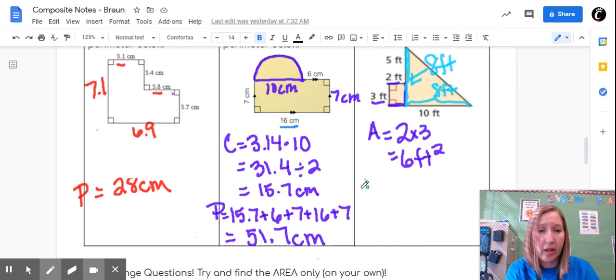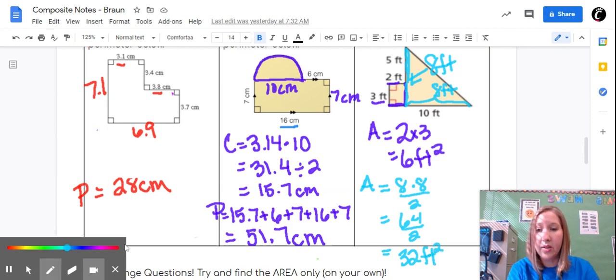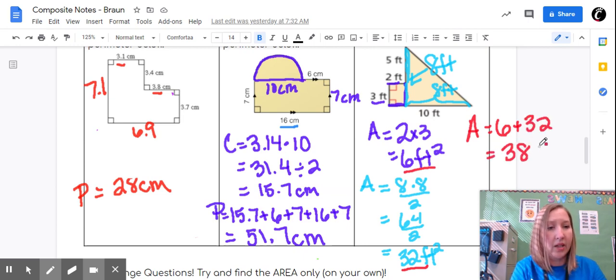So then when I go to do the area of my triangle, I'm going to do base times height divided by 2. So I'm going to do 8 times 8 divided by 2. And when I multiply 8 times 8, I get 64. And 64 divided by 2 will give me 32. So I have 32 square feet for my triangle. So when I want to find my total area, I'm going to take my 6 feet and my 32 feet, and I'm going to add those two together. So my total area is going to be 6 plus 32, which equals 38 square feet.